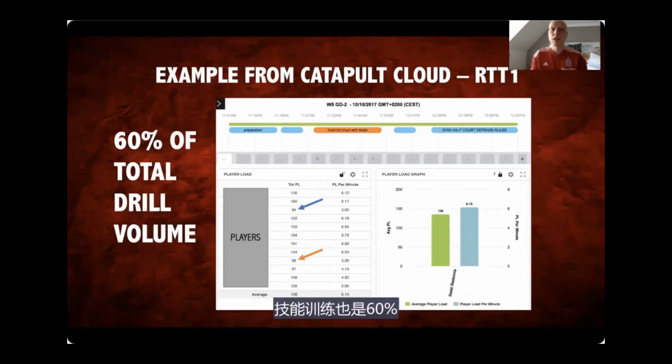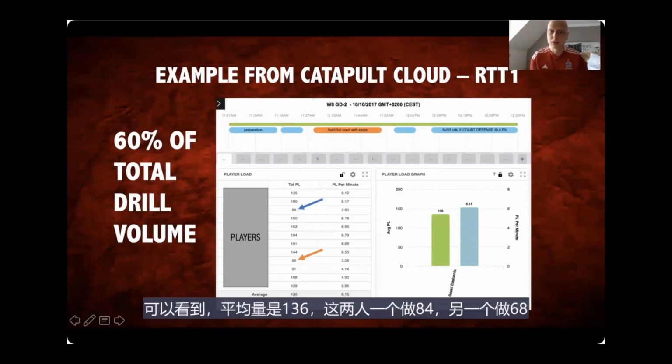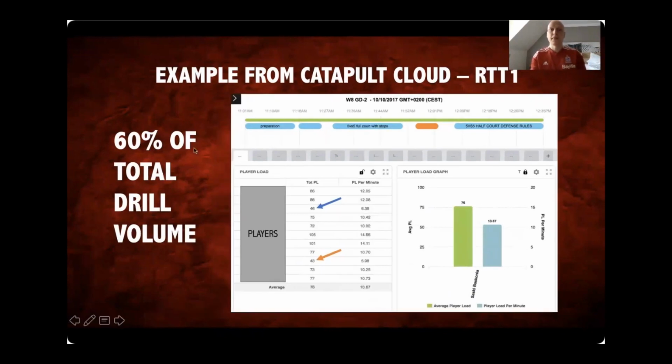When it comes to also participating 60% of the time in one specific drill, which in this case is, for example, this drill, you can see that the drill was on average 136 units of player load. This player did 84 because he was substituted a lot with the orange young player. You can see another different example in this drill, similar ratio, and in that sense, we protect the player.